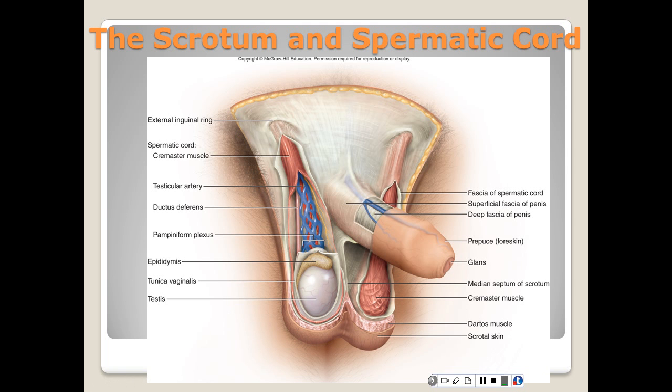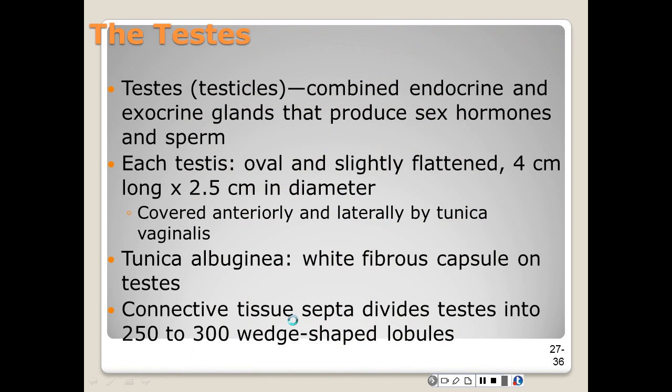Let me see if I can find it on this picture here. Here is our vaginalis, but the other one is not here. Let's see if I can find a picture. Okay.